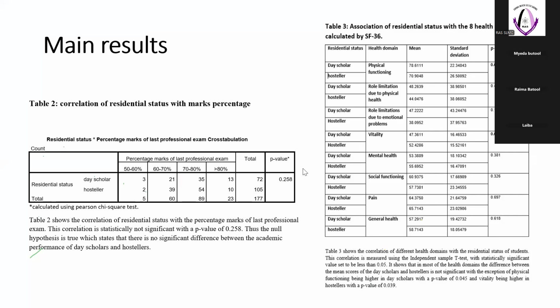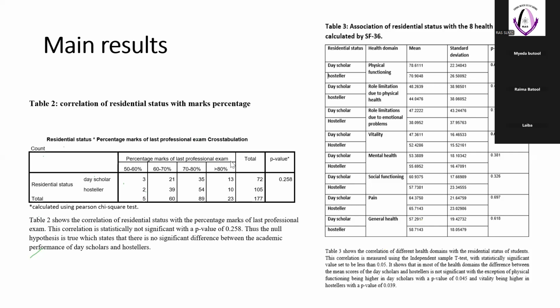I'm going to explain these results to you guys. There were many tables of results, but here I'm just going to show you these two main tables, the main variables: the association of residential status with the marks, or the academic status, as we say, and the association of residential status with the health status. Health status in this case is these 8 health domains, which were calculated using SF36. So, the comparison of residential status with the marks.